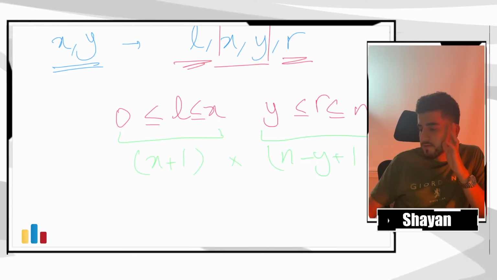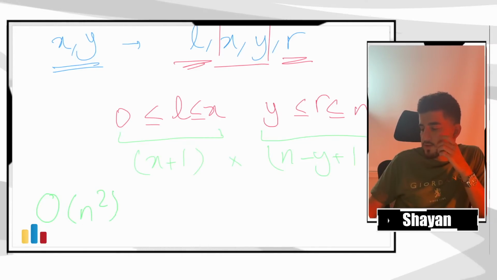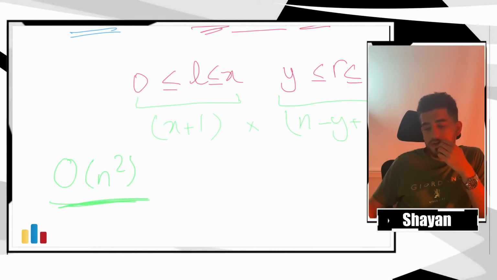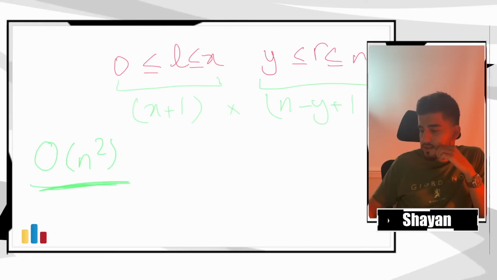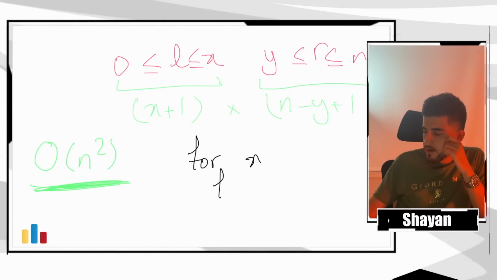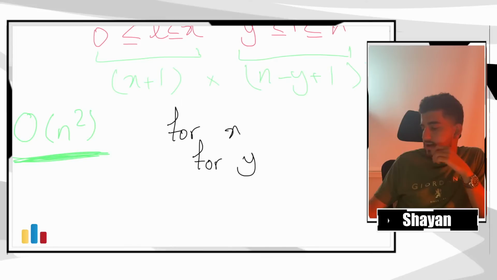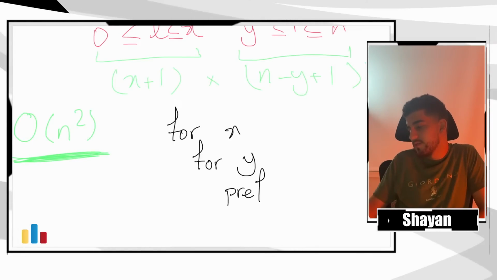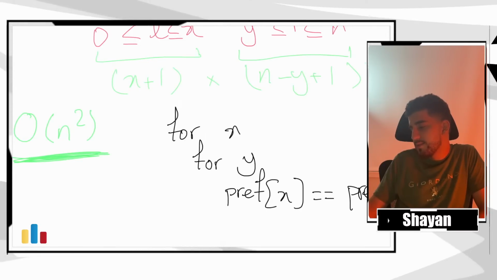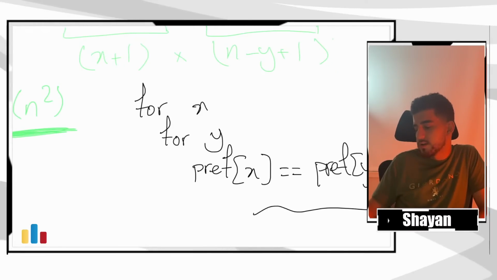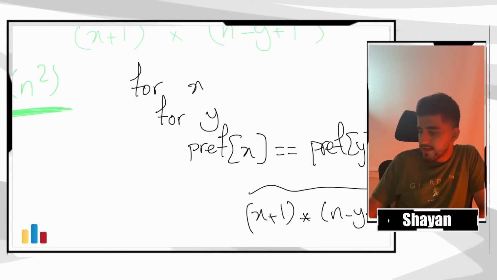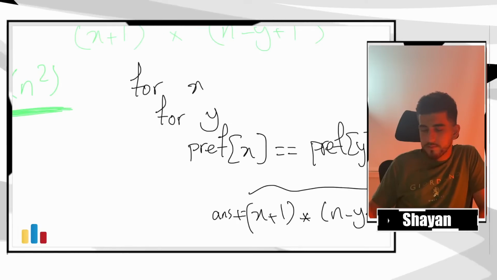For now, I have just introduced an O of n squared solution. We're going to talk about how to optimize it, but for now, let's assume that we have a for loop on x and a for loop on y. So right now our solution is n squared. I have a for loop on x, a for loop on y, and if x and y were okay, or in other words, the prefix sum of x was equal to the prefix sum of y, then just multiply x plus 1 by n minus y plus 1 and add that to ans. Okay?